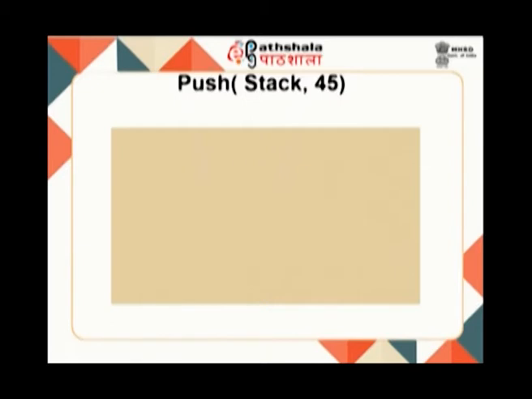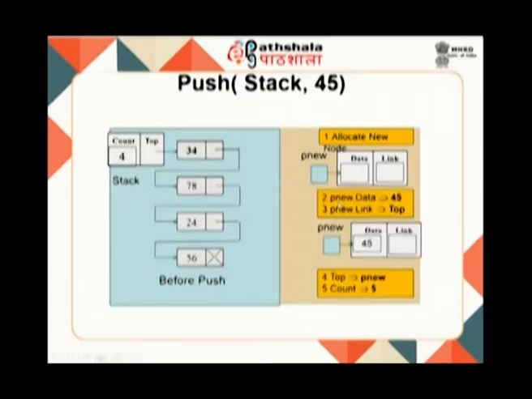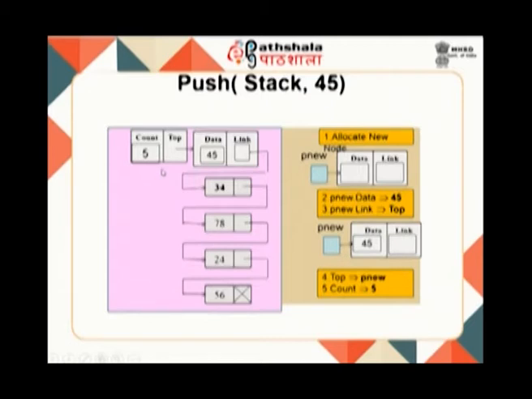Now, let us look at pushing. Let us say we want to push an element called 45 into the stack. This is the stack, and this is the head with count 4 and top, before the push operation. The first thing you have to do is allocate a new node. This is p new, it has data and link. Here p new dot data is 45 and p new dot link is top. And top is equal to p new, and the count has to be incremented to 5.